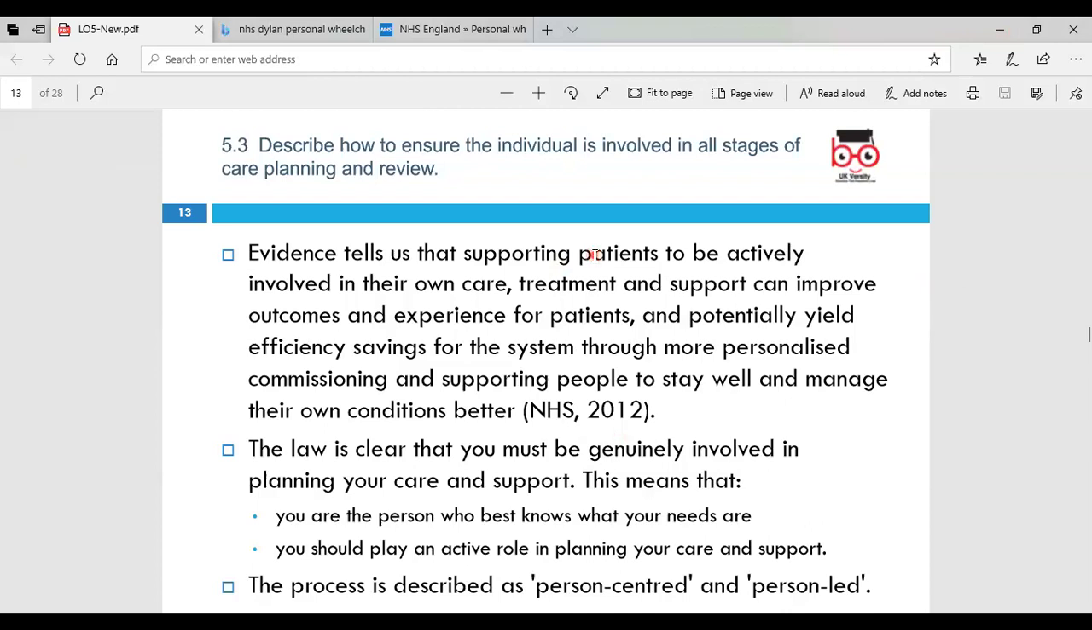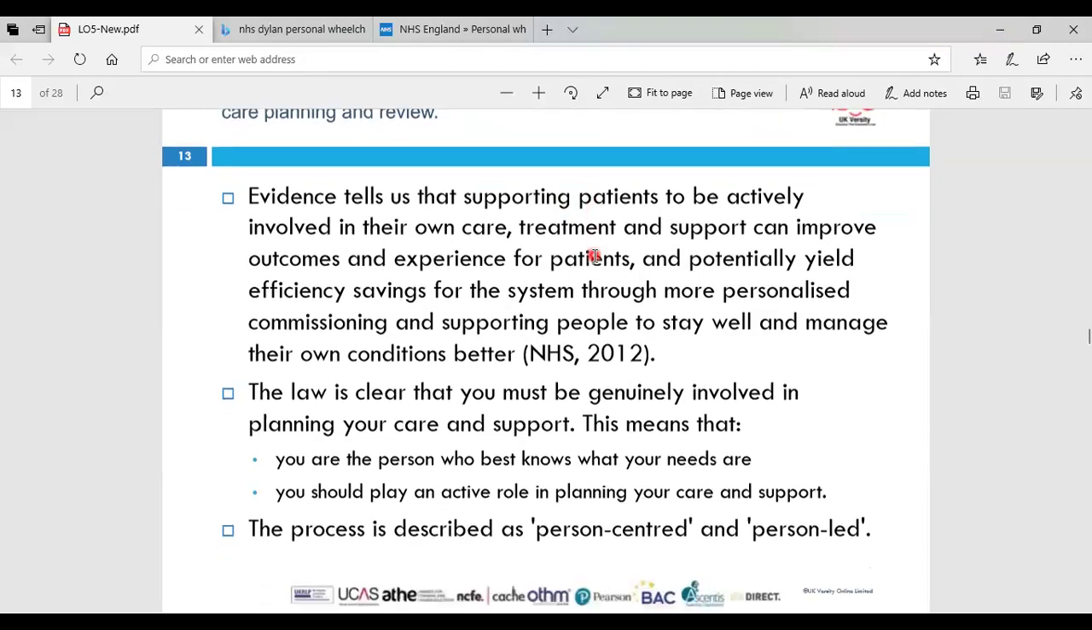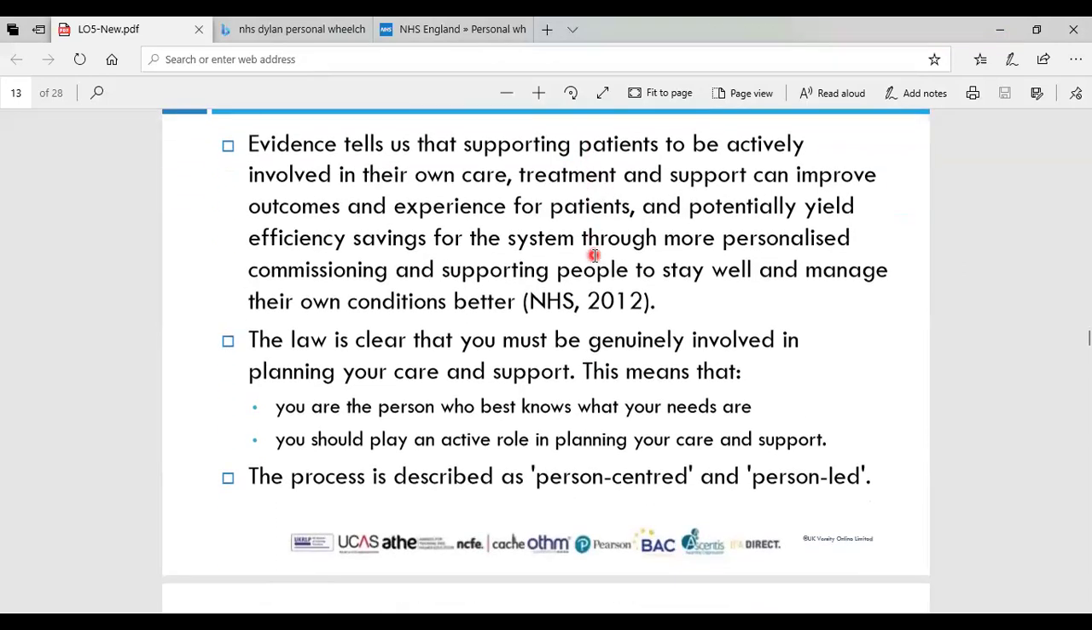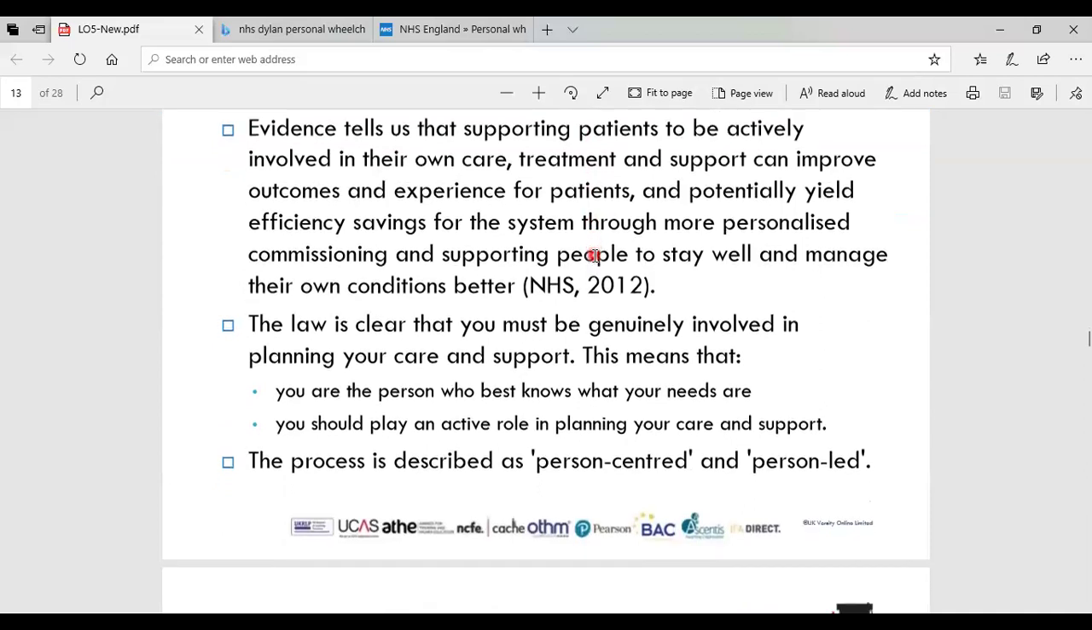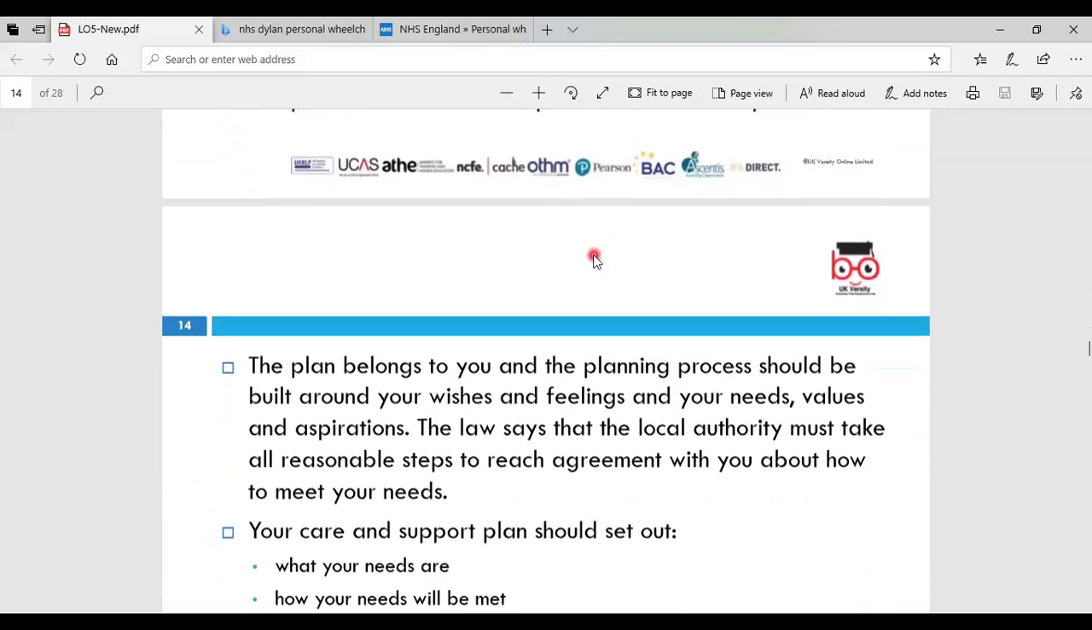How is this possible? The law is clear that you must be genuinely involved in planning your care and support. This means that you are the person who best knows what your needs are. This is for the person who's requiring the care. You should play an active role in planning your care and support. So the process is described as person-led or person-centered. We've talked about it earlier in detail.